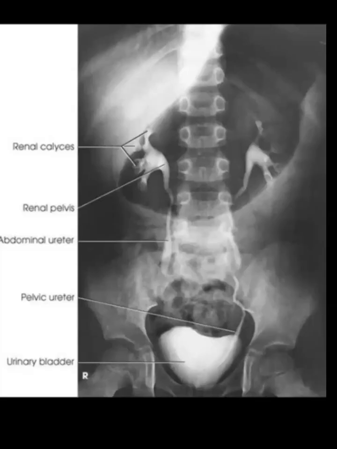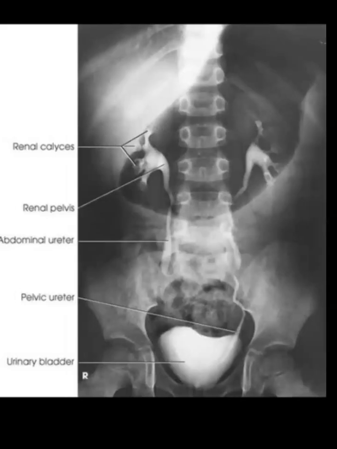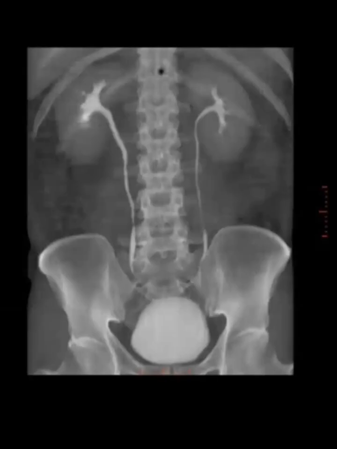What you can see are the renal calyces, the abdominal ureter, the pelvic ureter and the urinary bladder. This one is also normal. Now here is another one. Here you can see the left kidney is actually a pelvic kidney. It is a low-lying kidney. So these are three examples.